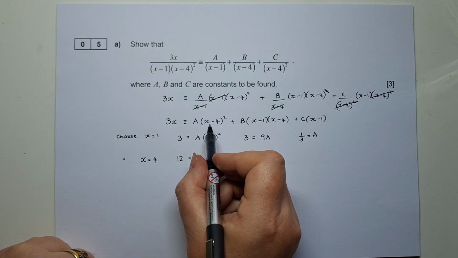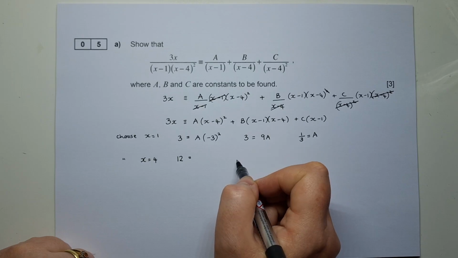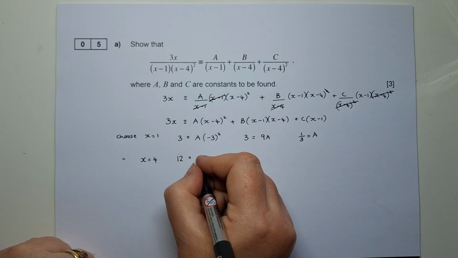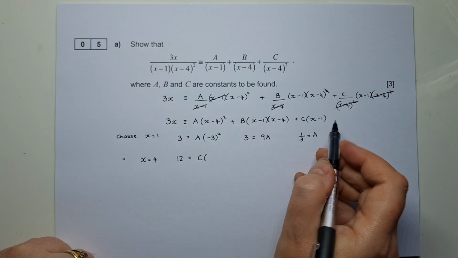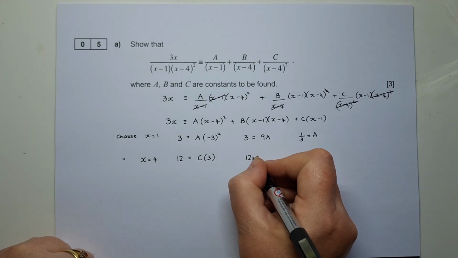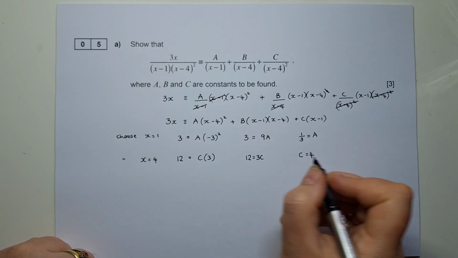Okay, so if I choose x is 4, I get 3 times 4 is 12. This time the a bracket disappears to 0. The b, one of its brackets, disappears to 0. And we're left with the c bracket. So c multiplied by 4 minus 1, 3. 12 is 3c. So therefore c is 4.